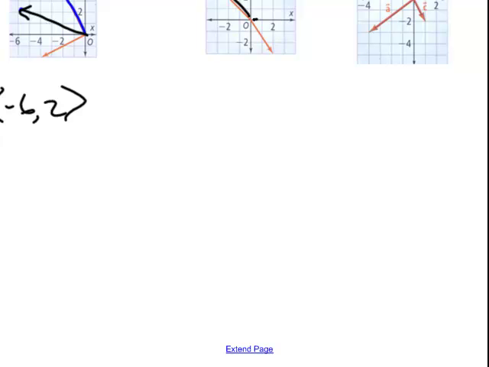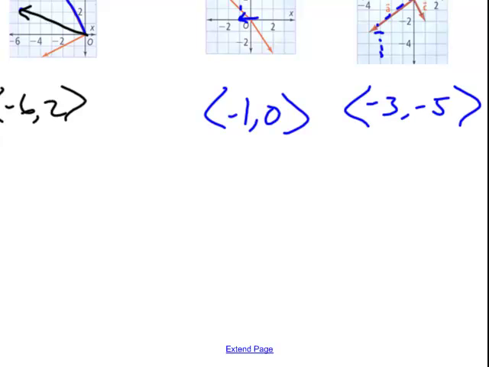Over here, I'm going to let this be my first vector. My second vector goes right 2 and down 3. So from here, if I go right 2, down 3, I end up at -1, 0. It's this vector right here. And finally, I'll let this be my first vector. The other vector goes right 1 and down 2. So here is my resultant vector. And this resultant vector is at -3, -5.